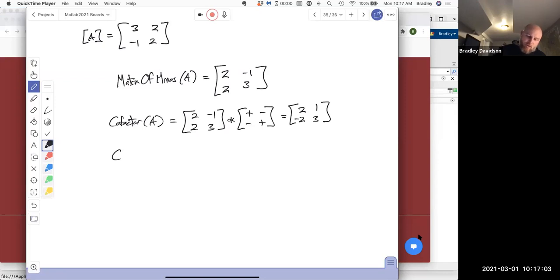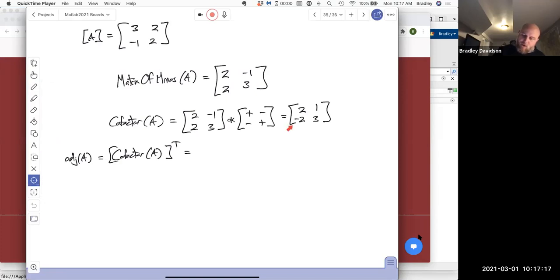Then we take our cofactor of A, we're going to take the transpose of this, and then this is our adjoint. So the transpose of our cofactor matrix is, we keep our diagonals the same, and then we flip our -2 and our 1, so we get a 1 and -2. All right, so that's now our adjoint.